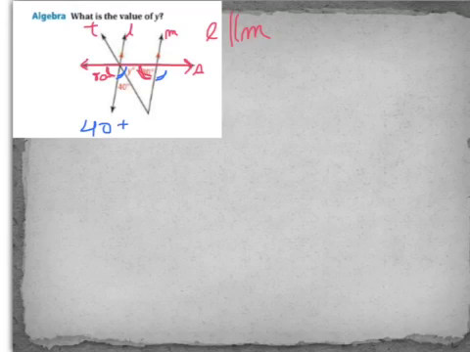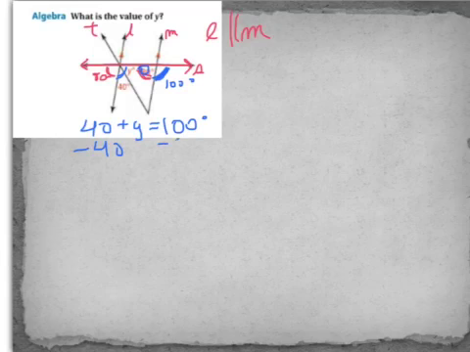We can also see that this angle is congruent to this angle because they're corresponding, which means that 40 plus y must be equal to whatever this angle here is. Well, if the measure of this angle was 80, and these two angles are supplementary, that means that the measure of this bottom angle must be 100 degrees. So 40 plus y must equal 100 degrees, which means that y must equal 60 degrees.